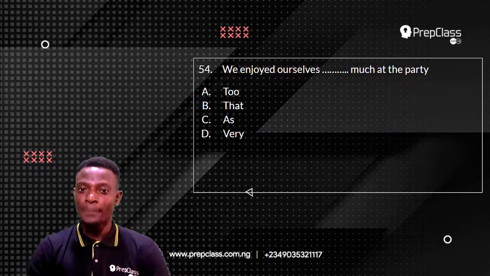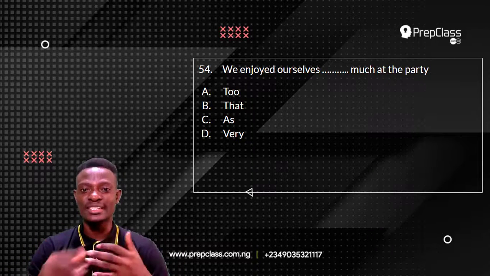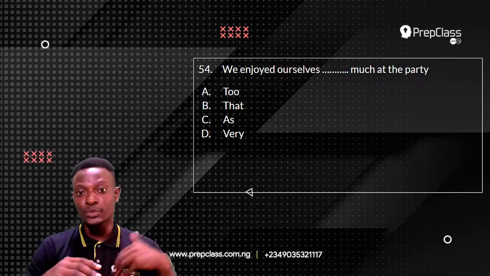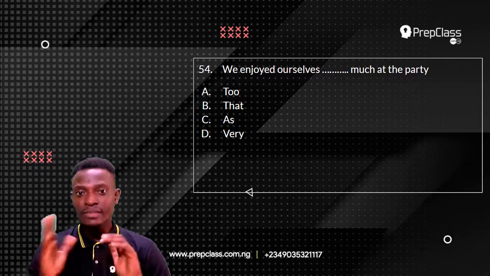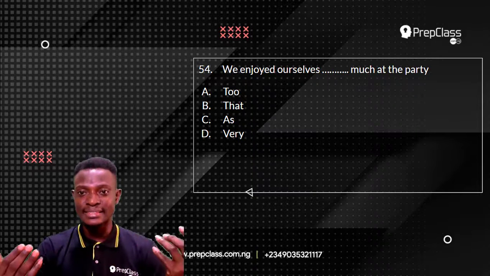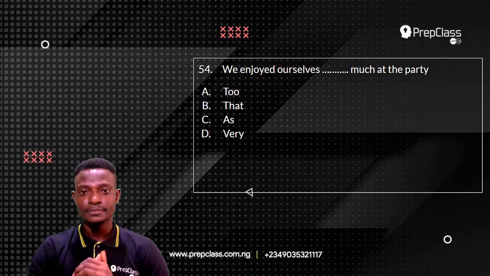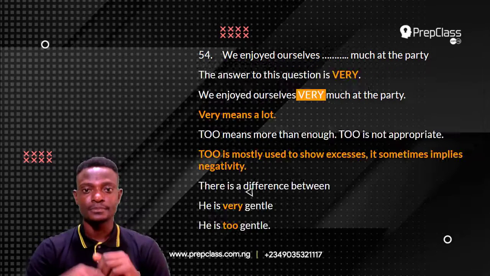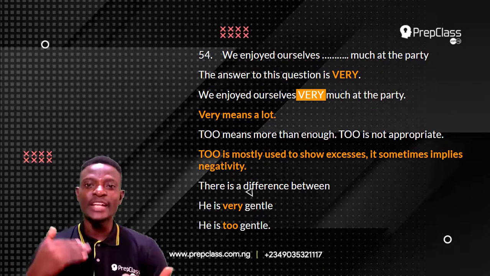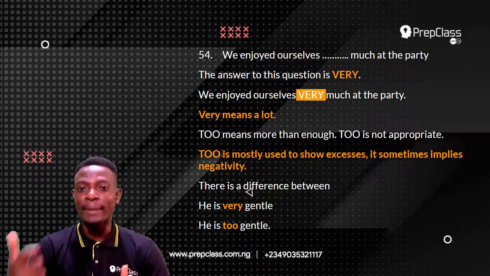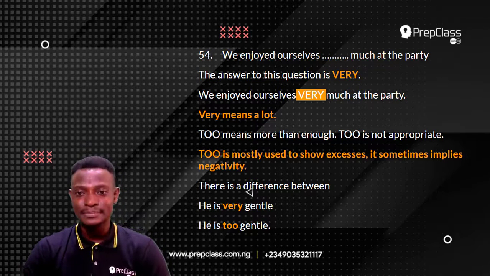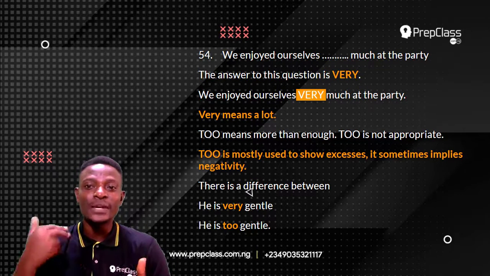Now, looking at the options we have, option B and option C are not possible answers to this question. The answer is between option A and D. So, which of these two options is the best to complete this sentence? Now, the answer to this question is very. We enjoyed ourselves very much at the party. Now, very means a lot. We enjoyed ourselves a lot at the party.